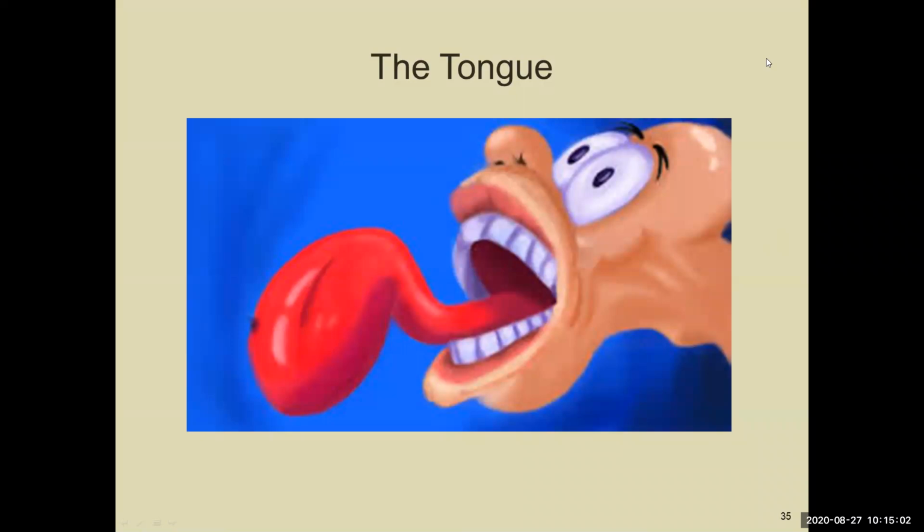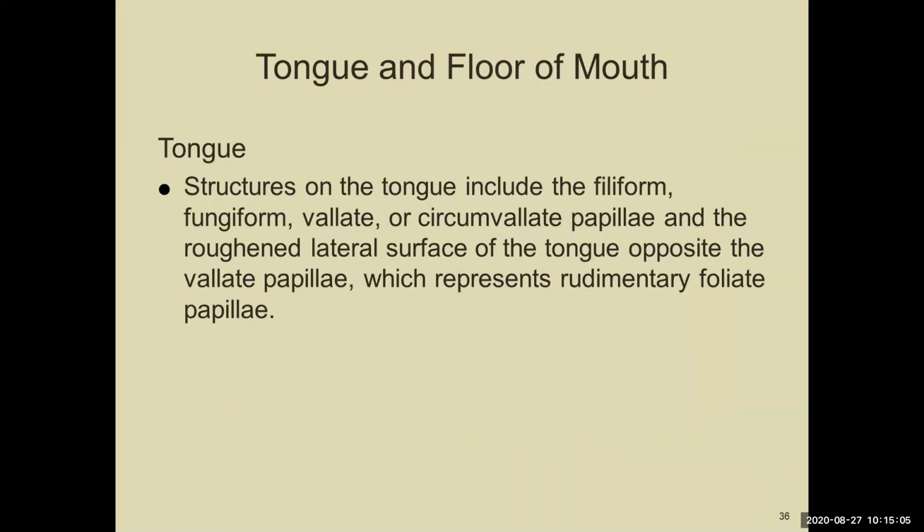The tongue. Okay, structures on the tongue include papilla. You need to know these papilla: filiform, fungiform, and circumvallate papilla, and the roughened lateral surface of the tongue opposite the vallate papilla, which represents rudimentary foliate papilla. All right, so I'm never going to ask you about rudimentary foliate papilla, but you do need to know where the papillas are.